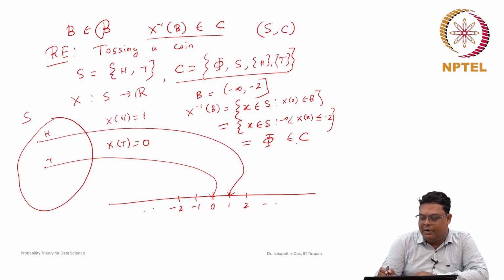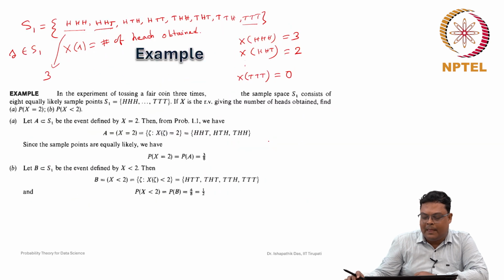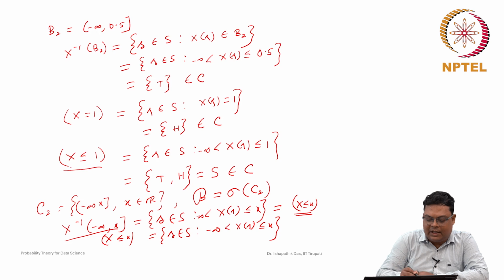So phi belongs to C. By this way we can define, for example, X less than or equal to 1, which is nothing but a subset of S that belongs to C. So it is an event. An event is nothing but a subset of S that belongs to the sigma field C.